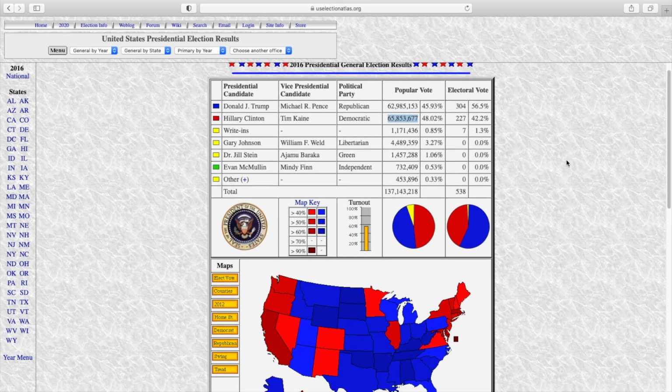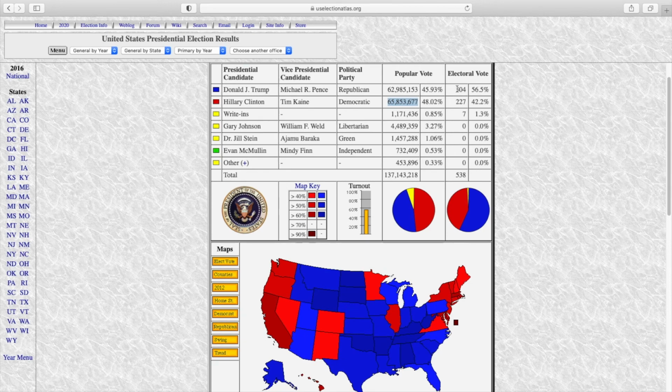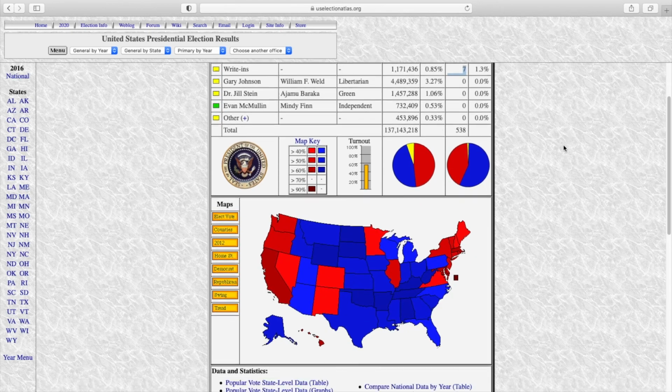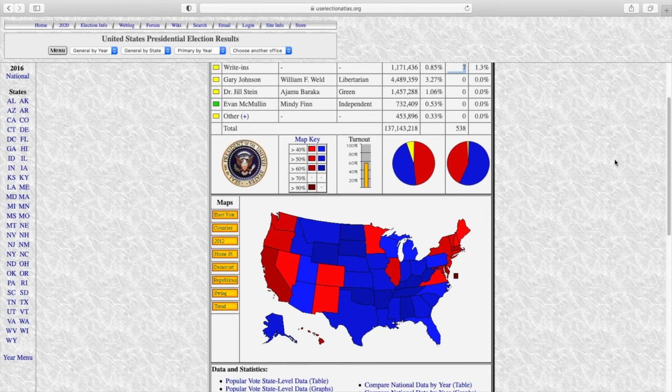Because in the Electoral College, Donald Trump got 304. 2 of his electors did not vote for him. And Hillary Clinton got 227. 5 of her electors did not vote for her. That's why it says write-in 7. So there's 7 people who were faithless electors and did not vote the way they should.